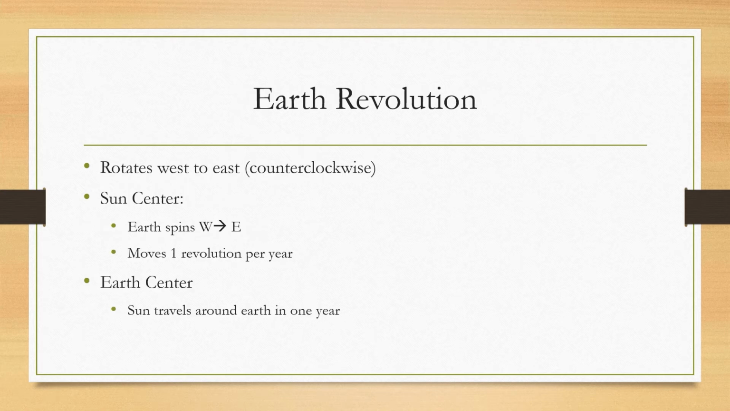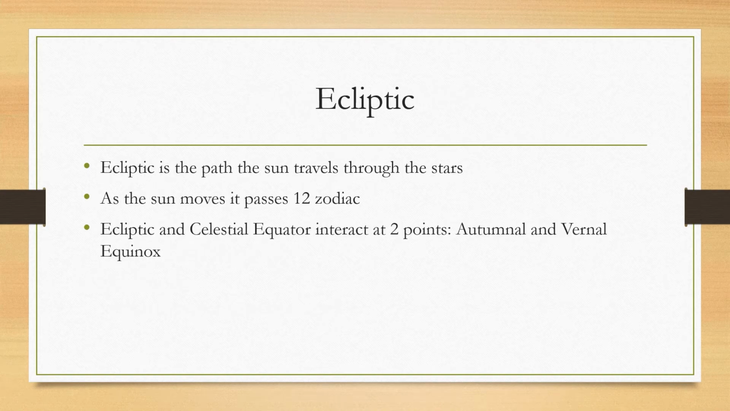We rotate around the sun west to east, from a sun-centered point of view. The Earth moves 1 revolution in a year. But from Earth center, the sun travels around us in 1 year. Basically, we have the same rotation, which is kind of nice. Makes things easy. The path the sun travels among the stars, that's called the ecliptic. So as the sun moves along its path, it will pass 12 zodiac constellations. Technically 13, but we're only going to use 12 because that's what is recognized.